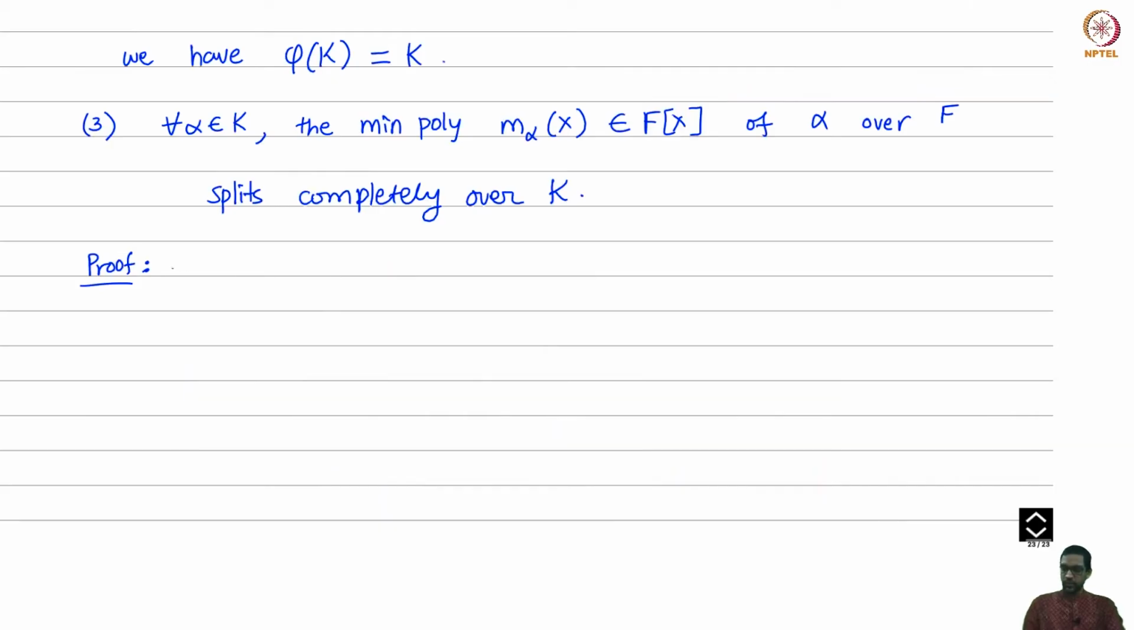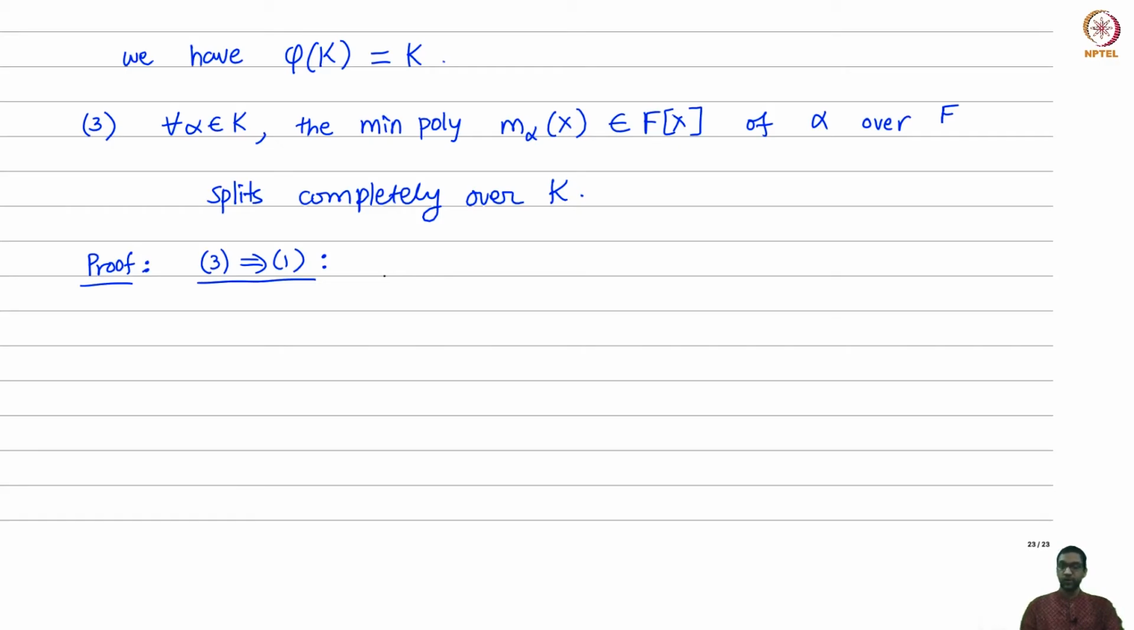Let's prove it in the following way. We'll show that 1 implies 2 implies 3 implies 1. That will show equivalence of all the statements. So let me start by showing that 3 implies 1. Suppose I know that for every alpha in k, the min poly of alpha over f splits completely over k, and now I need to show property 1, which is that k is a normal extension of f, which means I must exhibit a collection of polynomials for which k is the splitting field.